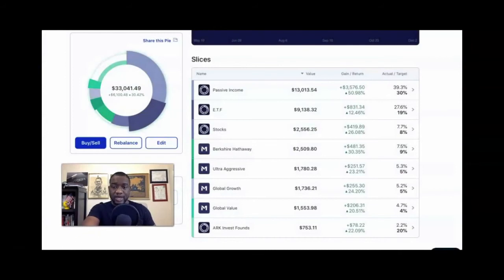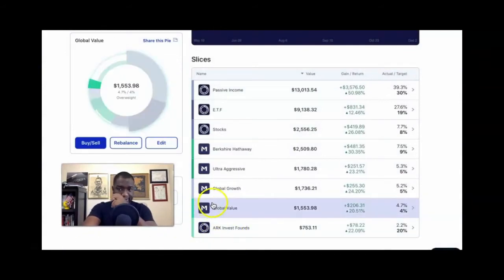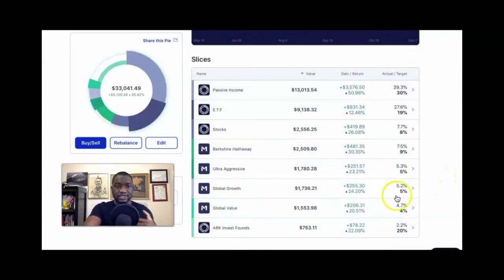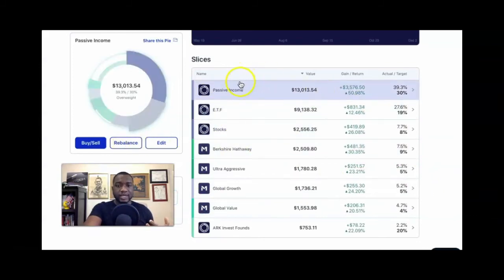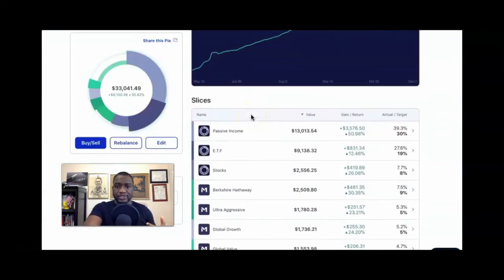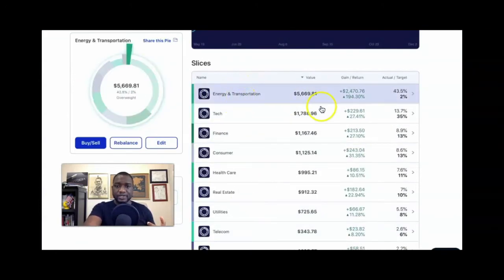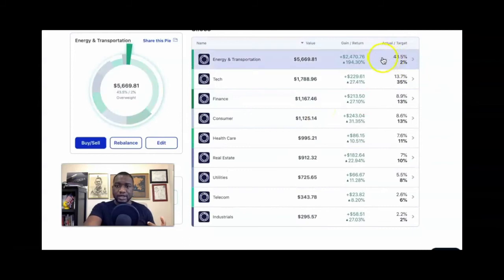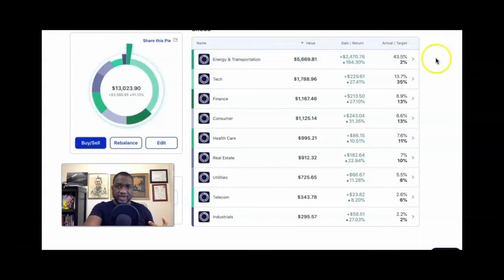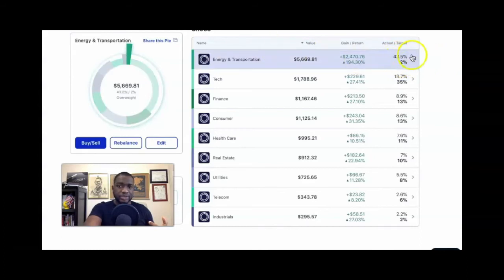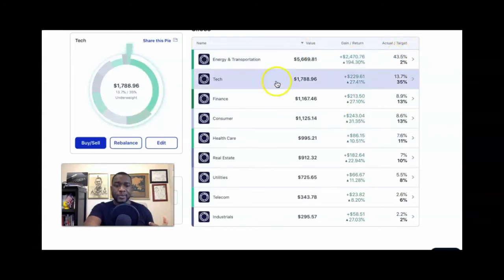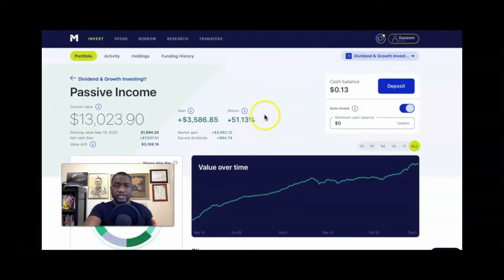So that's why I don't really spend much time rebalancing the portfolio. Let me show you an example right now. If I go here and we look at the passive income, you can see this one is clearly overweight. I allocate 2% for this sector right here, but it's ballooned up to 43%.